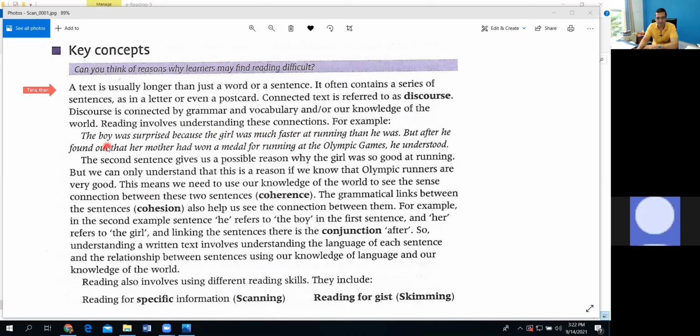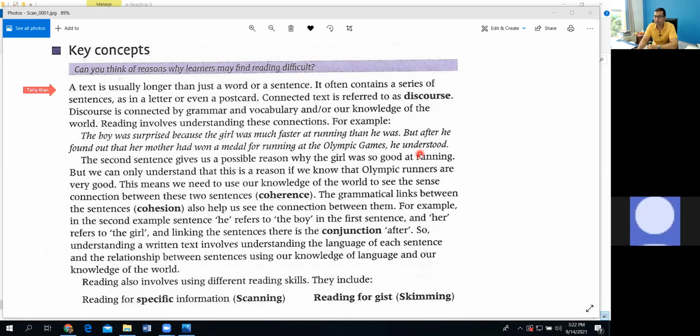For example, now we will come down to that example which we gave in the previous paragraph. The boy was surprised because the girl was much faster at running than he was. But after he found out that her mother had won a medal for running at the Olympic Games, he understood. Now, how did he understand? By knowledge of the world about the Olympic Games.